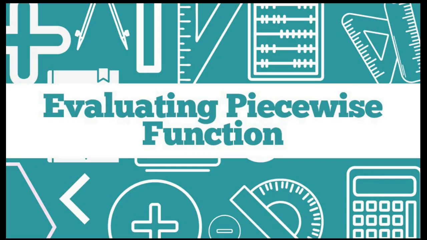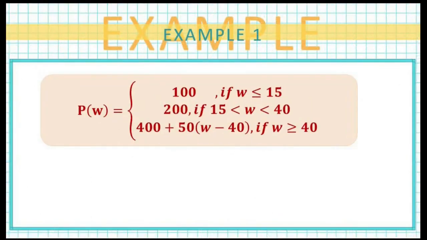Let's now discuss how to evaluate a piecewise function. Evaluating a piecewise function is the same as mere substitution. Say for example, we are tasked to evaluate p of 2, and we know that 2 here is the one to be substituted for w. But since we have three functions, we need to identify which among them we are going to use.